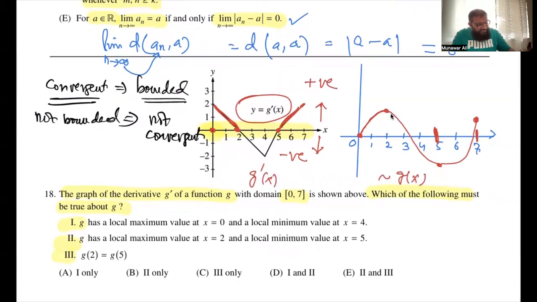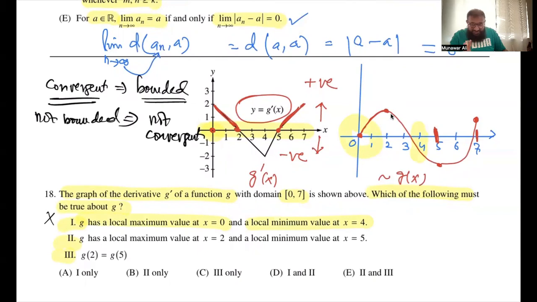Now, look at the statements. g has a global maximum at x equals 0, and a local minimum at x equals 4. At x equals 0, is there a maximum? No. Look at the graph of g, not the derivative. And at x equals 4, a local minimum? No. So statement 1 is false.